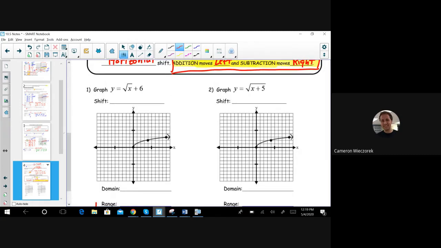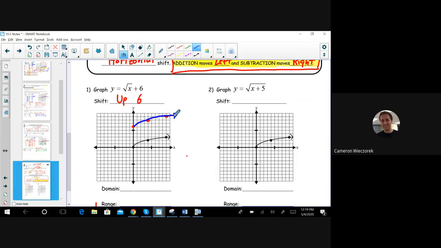The first thing you should identify is whether I put the plus 6 inside or outside the radical, because that affects whether it moves up and down or left and right. Since that's outside the radical, if you look back at your box, it's going to move up 6. So I take these black dots and move them all up 6. This one moves up 6, this one moves up 6, and this one moves up 6. And then you just connect the dots together.